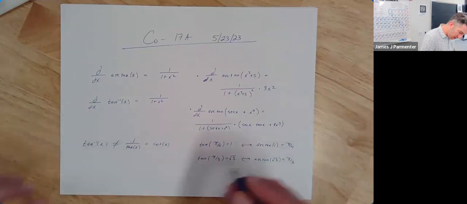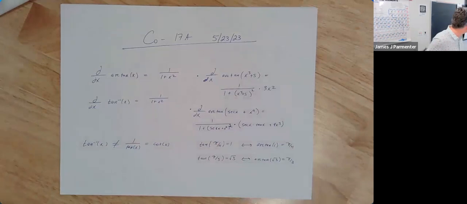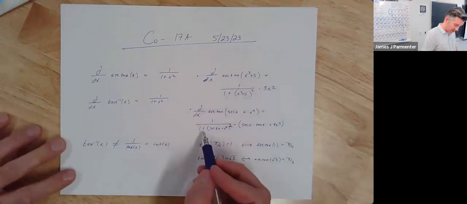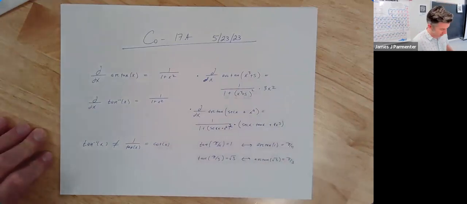Oh, yes. Sorry. Good call. Thank you. I missed the square there. Yeah, we for sure need the square there. It should be 1 over 1 plus your stuff squared times the derivative of your stuff. Thank you so much. Yeah, I missed that completely.